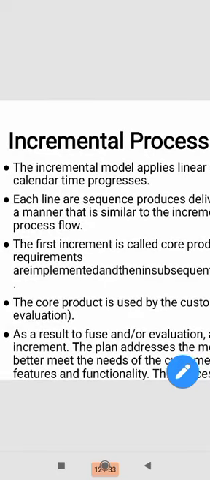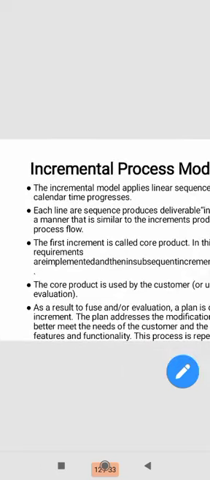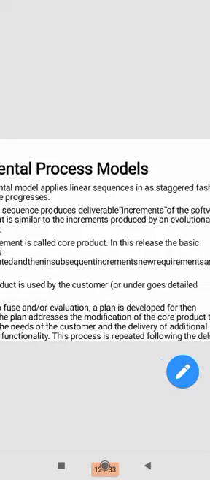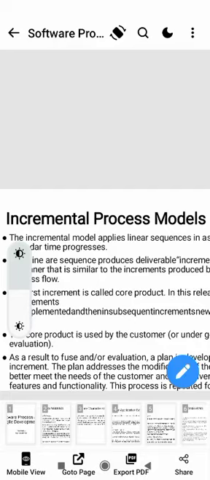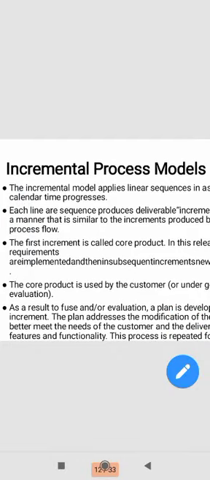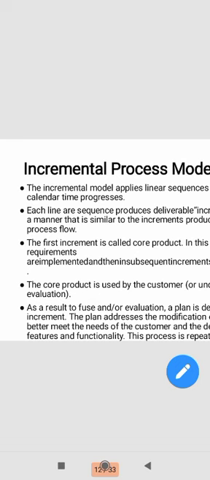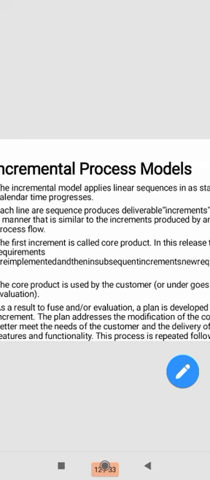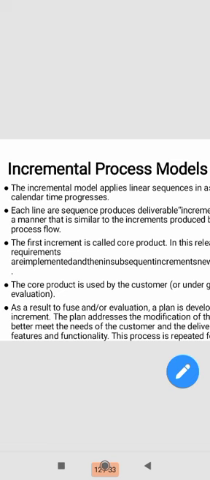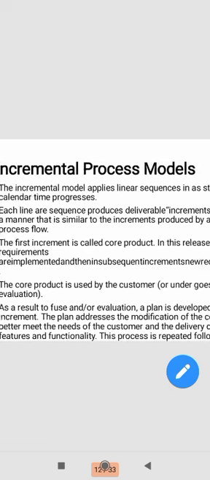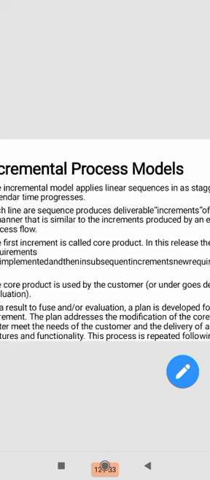Next one, incremental process model. What do you mean by incremental process model? It applies linear sequences in a staggered fashion as calendar time progresses. Step by step it will get incremented. In the waterfall model it is a sequential process, it will come in order. In this one, step by step we will get incremented. Each linear sequence delivers increments of the project.